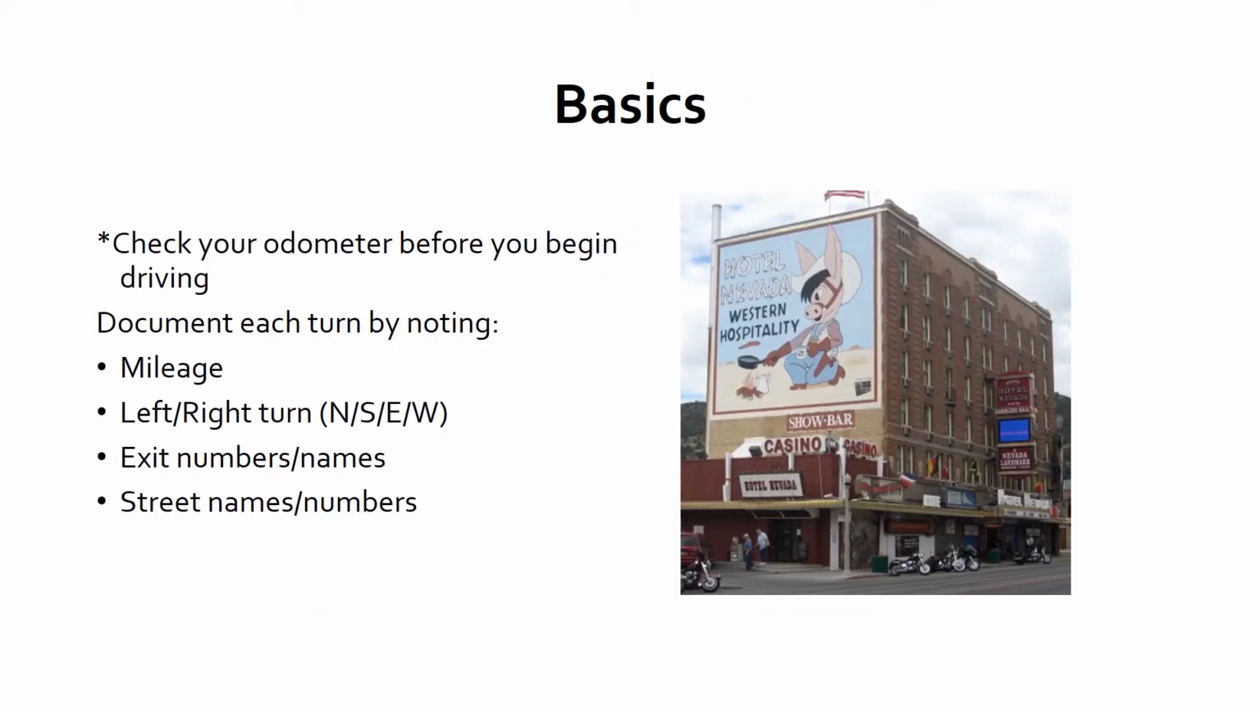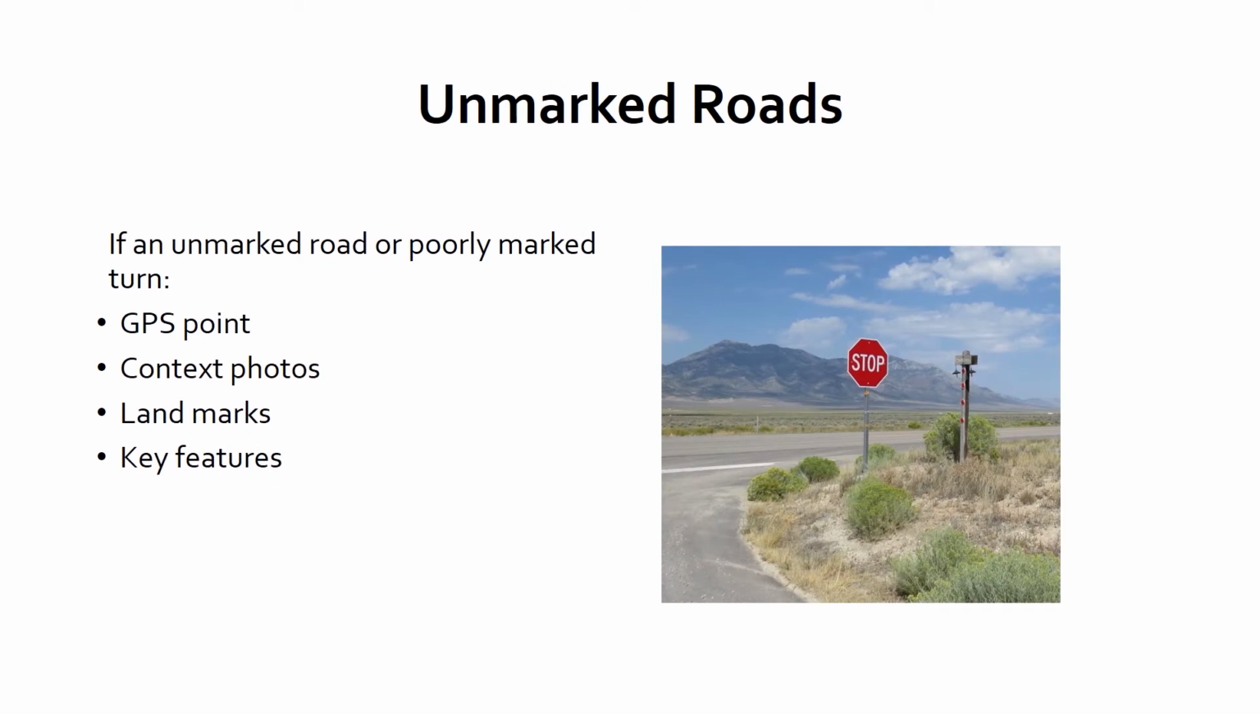But it would be best if you did an odometer reading from a well-known location so that people can verify they're in the right location. So what we want to happen is for you to document mileage, left turns, right turns, using north, south, east, or west. If there's exit numbers or names, street names, numbers, anything like that. If there's unmarked roads or roads that are poorly marked, please don't say take a left at the tree. We want a GPS point, some context photos, any landmarks or key features.